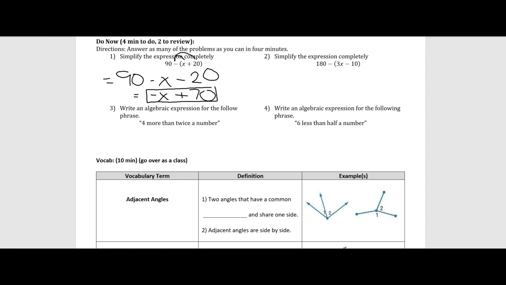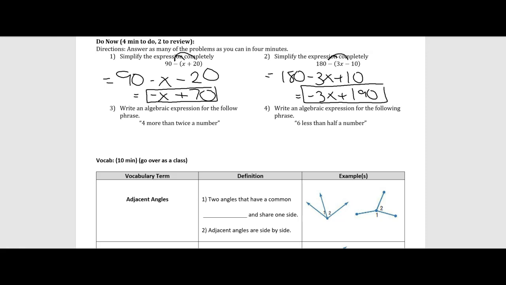Okay, number 2, again, we're simplifying the expression, and again, we just need to distribute this negative sign. So I get 180 minus 3x plus 10, because I'm multiplying a negative to a negative, so I get a positive. So this leaves me with negative 3x plus 190. If you had it as 190 minus 3x, you're also receiving full credit.